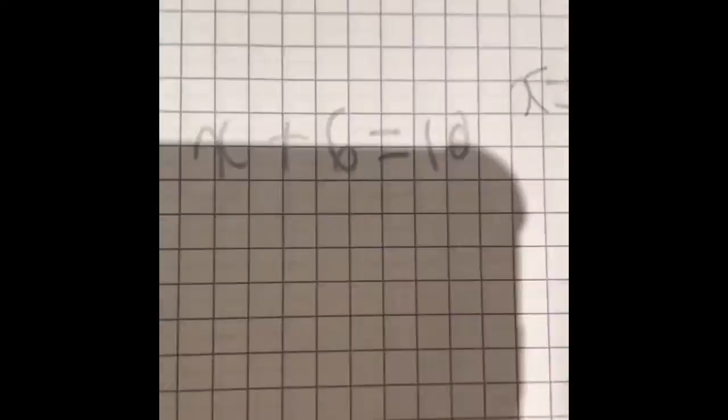A good example of a solution is x plus 6 equals 10. Now, you can't add a letter to a number. That doesn't make sense. But if we replace x with 4, that would make it 4 plus 6, which will equal 10.